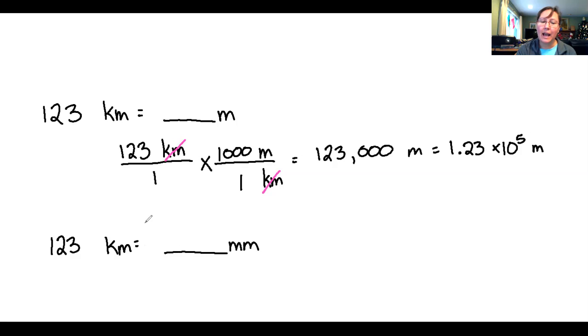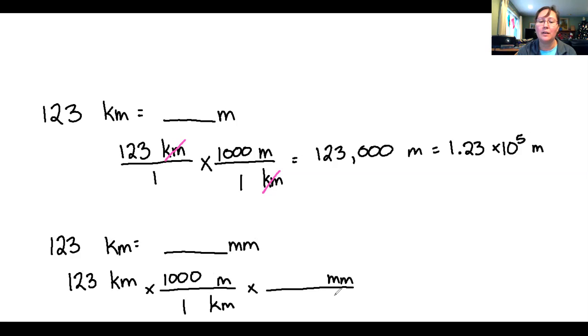Well, now I don't have one that goes directly from kilometers to millimeters. So I'm going to use 2. I can say, well, I have 123 kilometers, and I have a conversion factor that will go from kilometers to meters, and that's what's up above. And I have a conversion factor that goes from meters to millimeters. And see how I've also set up my meters to cancel? And that conversion factor is that there are 1,000 millimeters in 1 meter. So always check your conversion factor and make sure that that's going in there correctly.